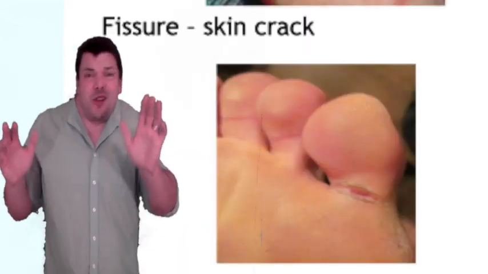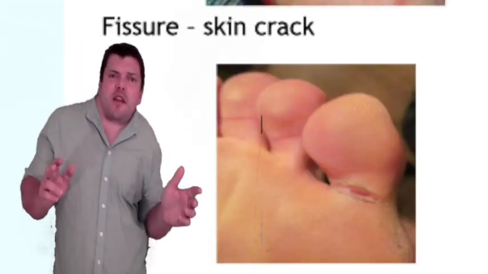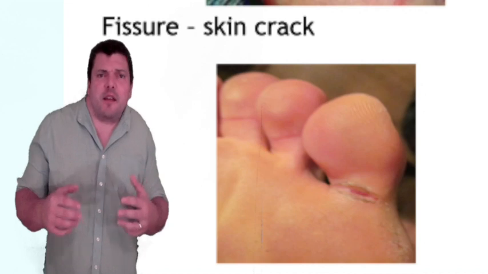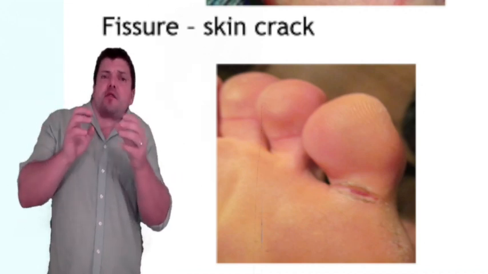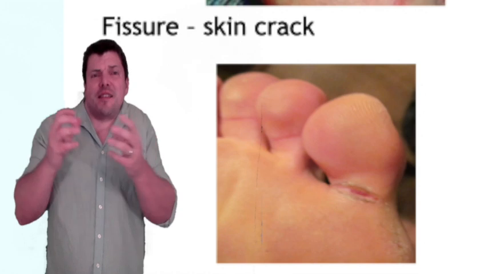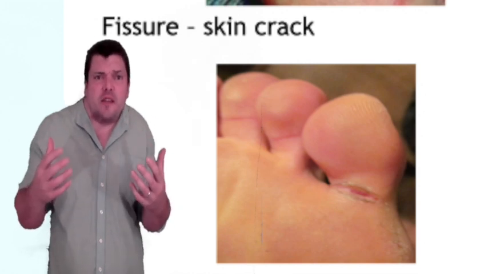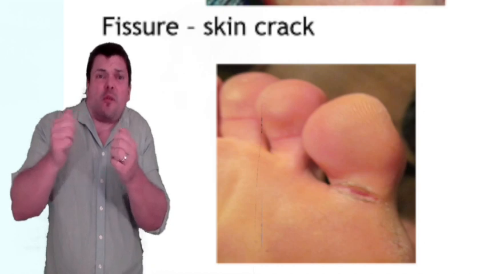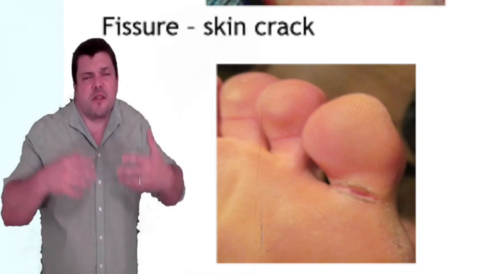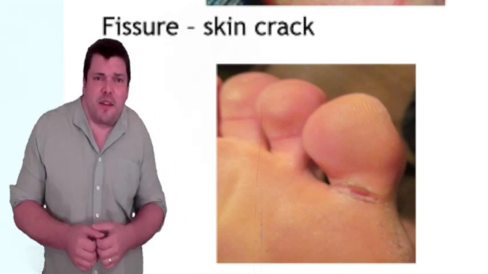A fissure is a special kind of skin crack, and typically people get it in areas that are already prone to dry skin. As the skin starts to dry out, it loses some of its elasticity or stretchiness, and the break in the skin, the fissure, actually forms in a natural crevice. Feet are notorious for this.